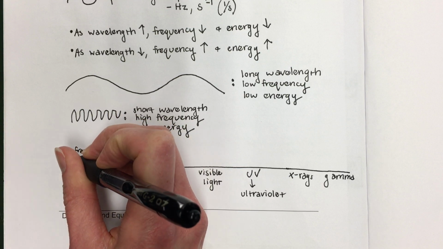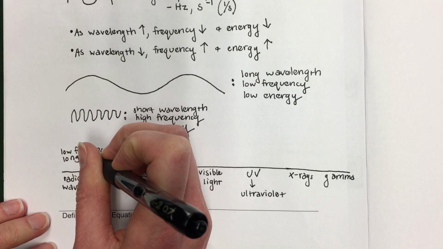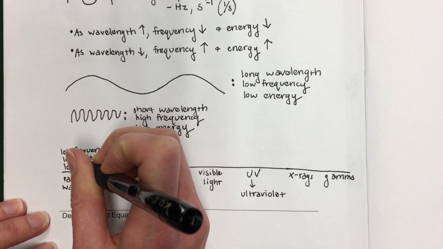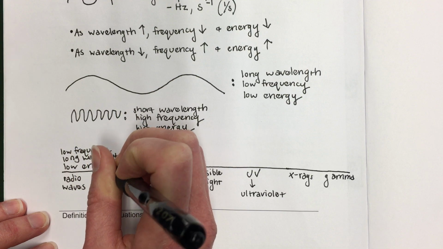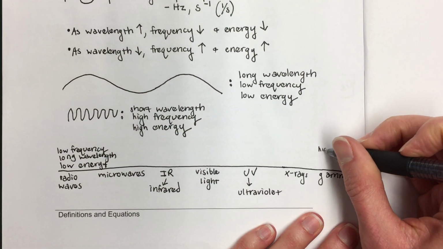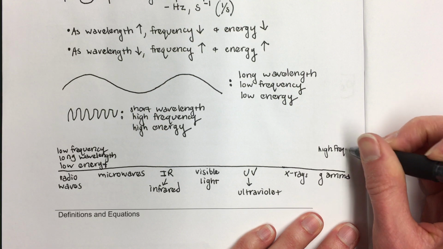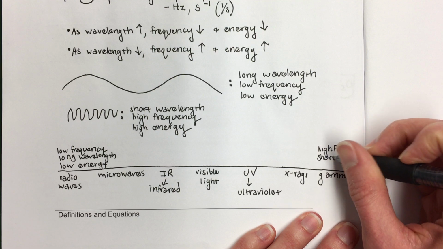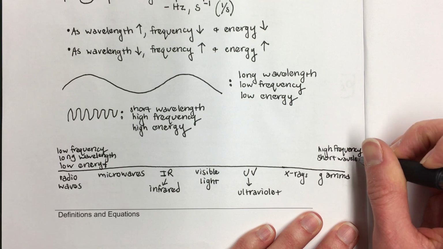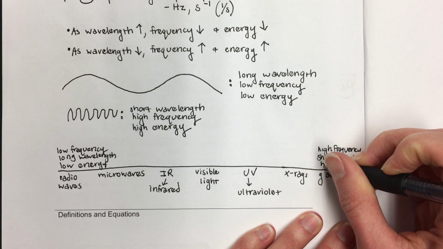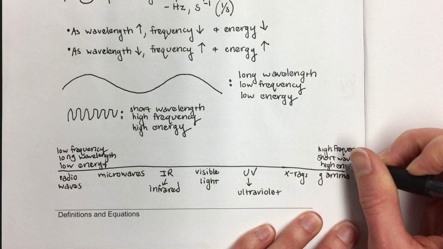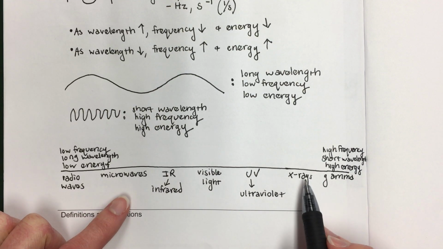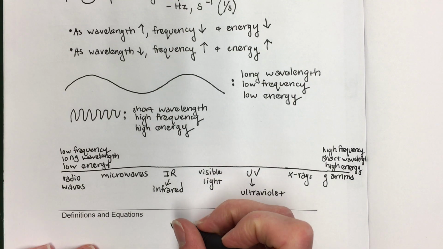They have a long wavelength and they have low energy. And then gamma rays have a high frequency, short wavelength, and high energy. So you need to be able to say, like if I ask you which has more energy, microwaves or UV, you would need to be able to say UV has more energy.